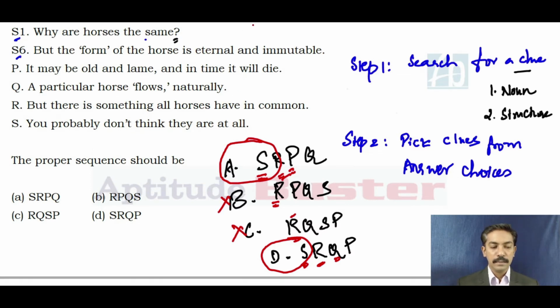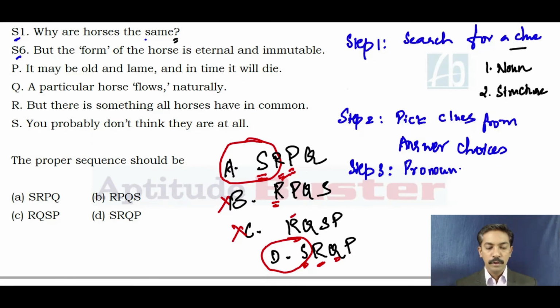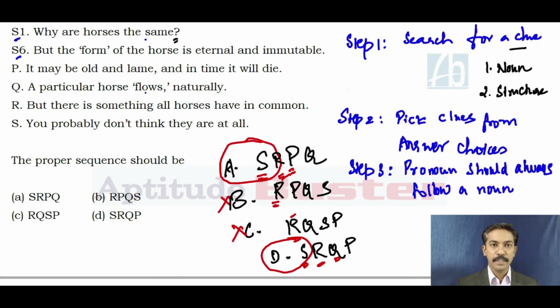Now please note the next important clue for the entire anagram question. Step 3: a pronoun should always follow a noun. You cannot have a pronoun preceding it. First a noun, next a pronoun. Here Q says a particular horse. P says it. So P should be the second sentence after a particular horse. If we ask what this word it represents, we can very well say a particular horse. From this we can understand the answer is SRQP. Being this the very first question, we are taking this much time. The following questions we can easily solve. Just observe the logic. You're going to apply the logic in the following questions.